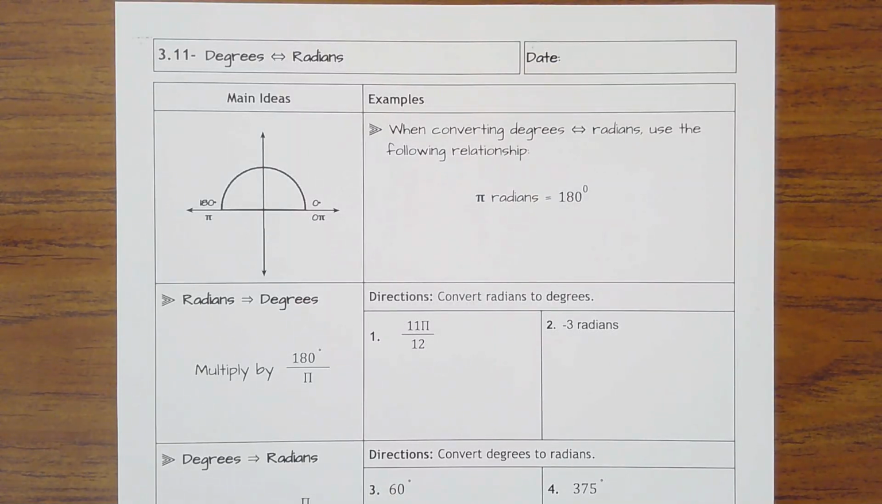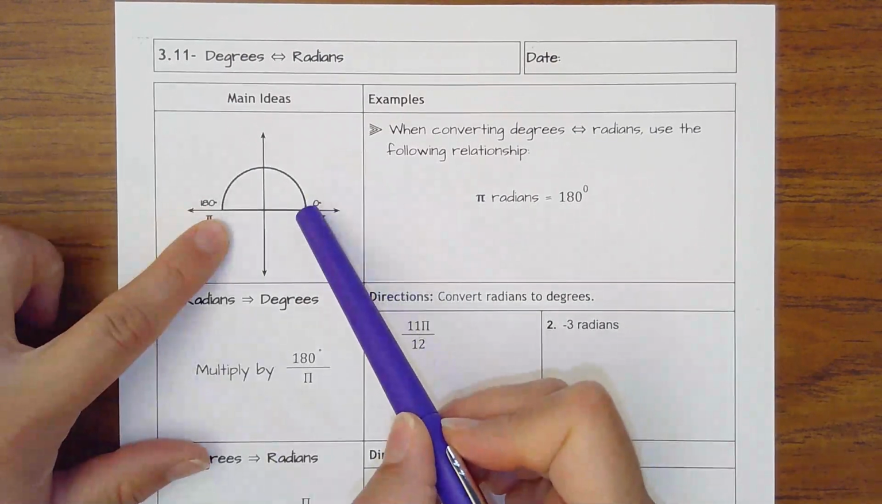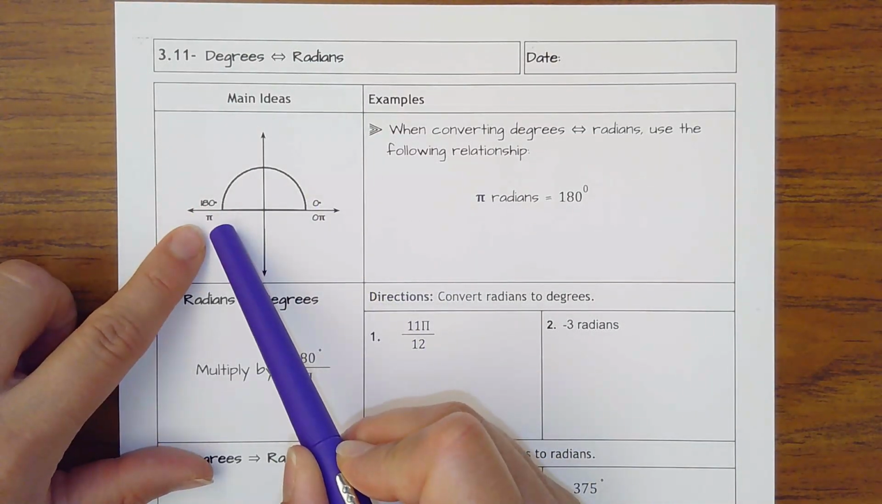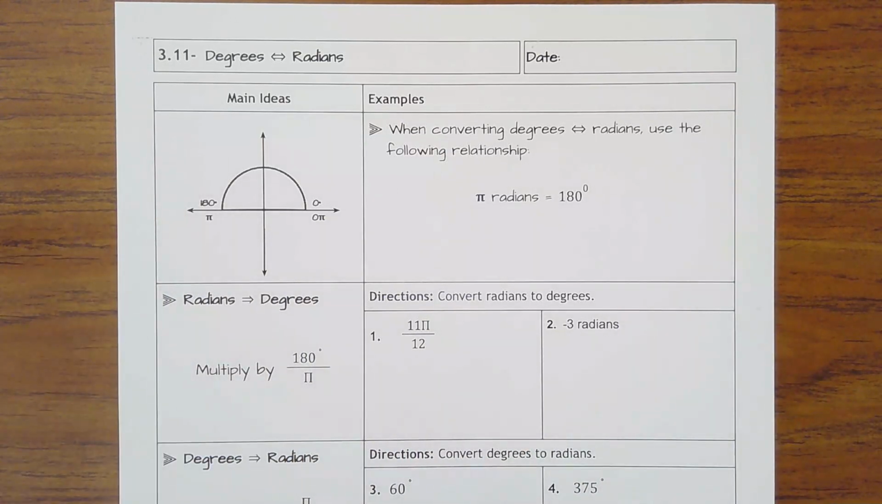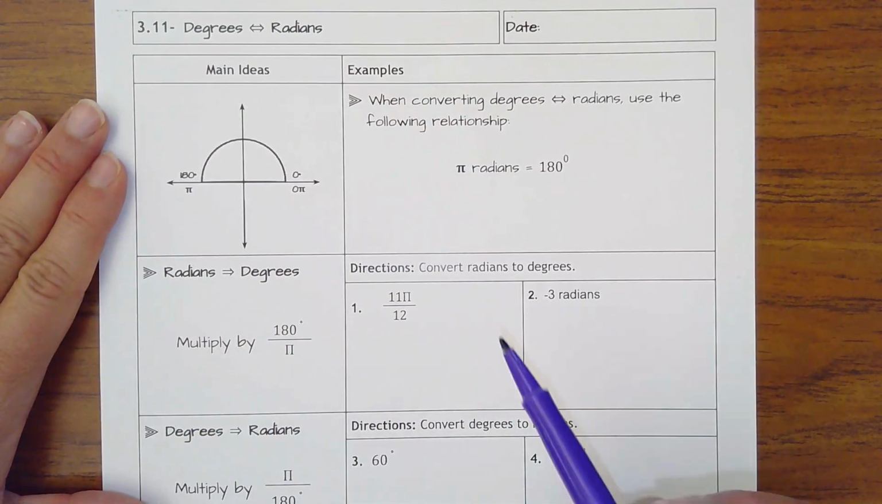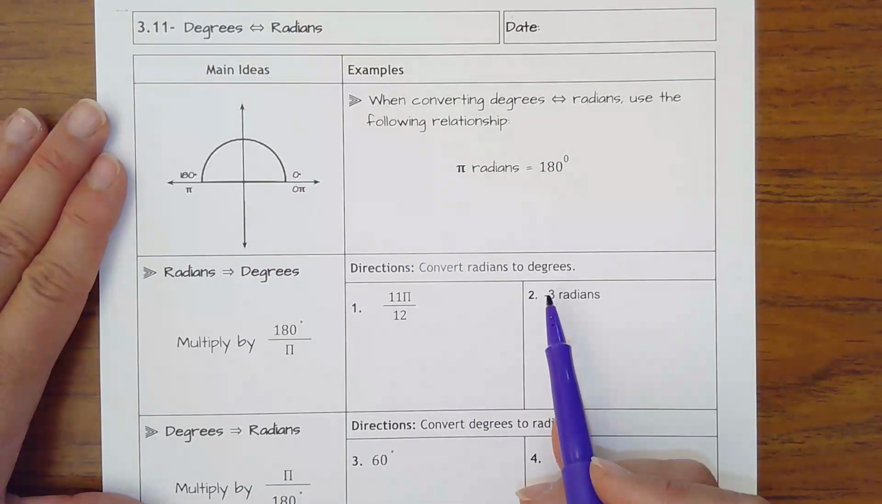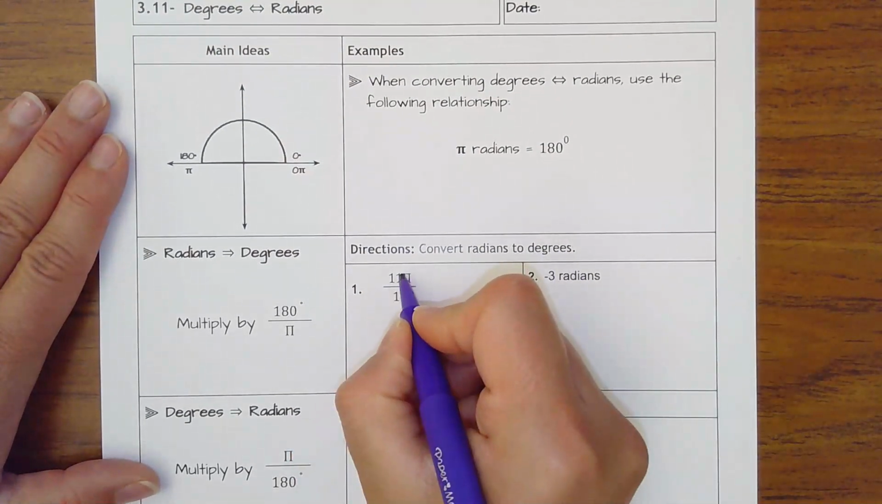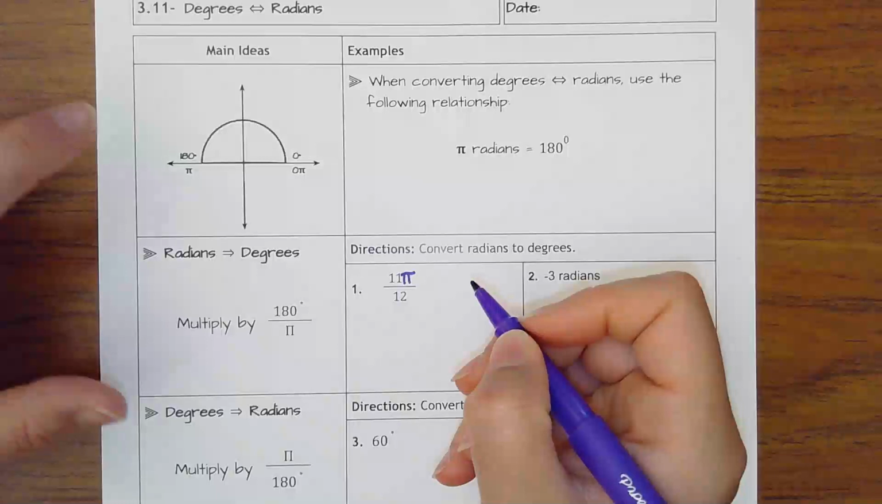Lesson 3.11 is converting between degrees and radians. So what we need to know is that a semicircle, which is 180 degrees, is actually equal to 1 pi. So pi is not a whole circle, it's actually a semicircle. So if you were converting radians to degrees, think about pi just being 180 degrees.